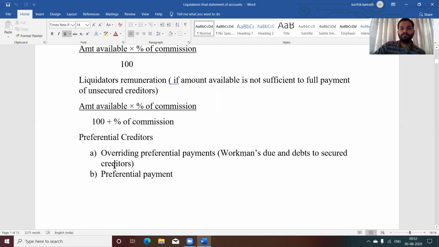And the next thing that comes is preferential creditor. So what do you mean by preferential creditor? Preferential creditors have priority over all types of creditors already told, and various types are there. Overriding preferential payment basically includes workman's dues and debt to secured creditor. Suppose any debt is given to the secured creditor and any due or payment is not made to the workman, that all comes in overriding preferential payment.